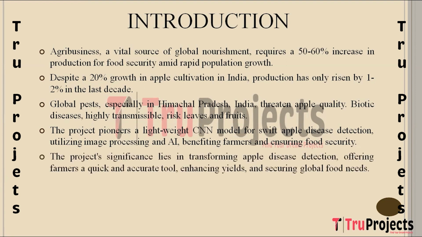And the significance of this project lies in its potential to revolutionize disease detection in apple plants, contributing to global food security. By employing state of the art models, the project aims to provide farmers with a tool that can quickly and accurately identify diseases, allowing for prompt intervention. And the beneficiaries of this project include farmers who can safeguard their crops more effectively, ensuring increased yields and overall food security for the growing global population.